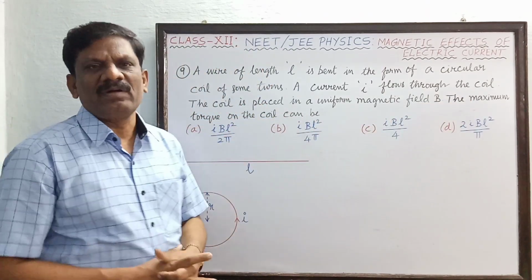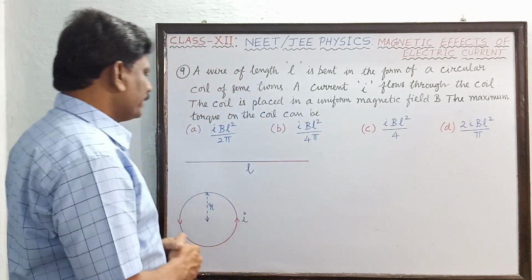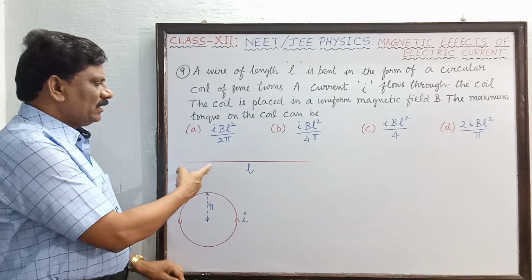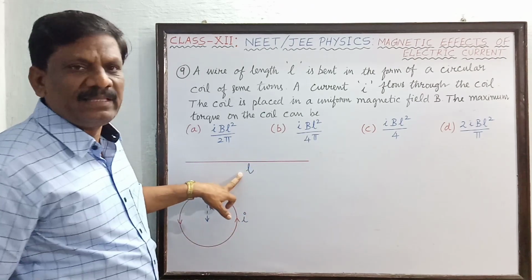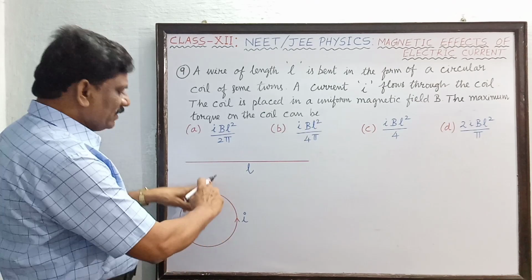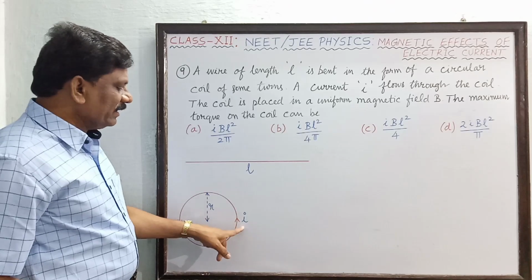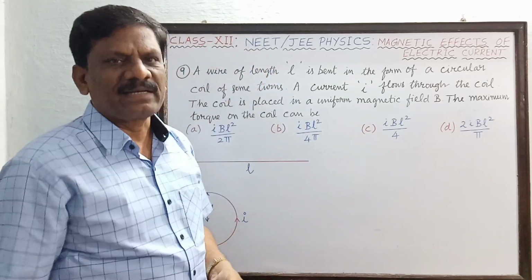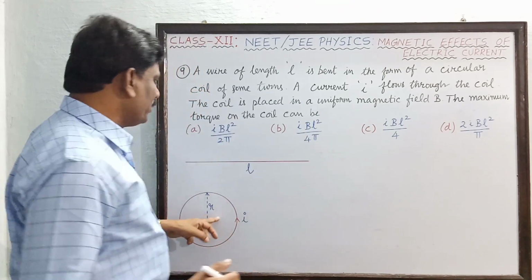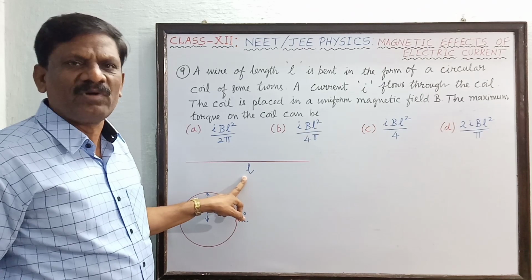So very interesting problem and also very simple. So you can look at the diagram. In the first diagram, a long straight wire is having a length L. Next, it is bent in the form of a circular loop of radius R, and then a current of I ampere is passed through it. So the circumference of the circular coil must be equal to L. Is it not? L is the length of the wire initially before bending.